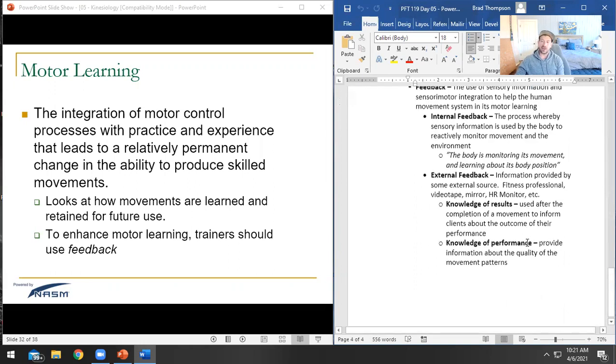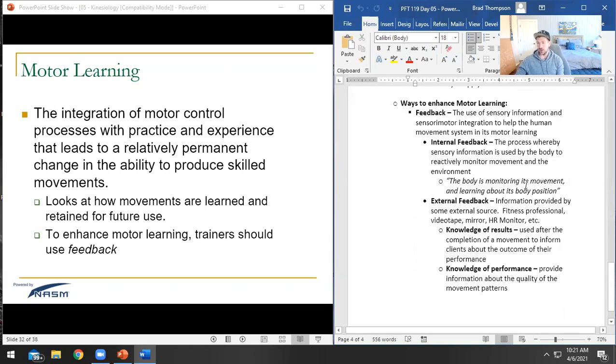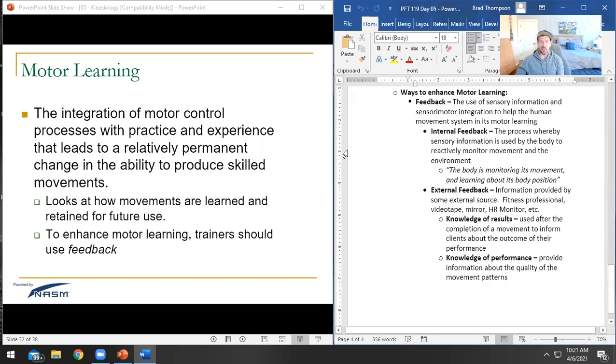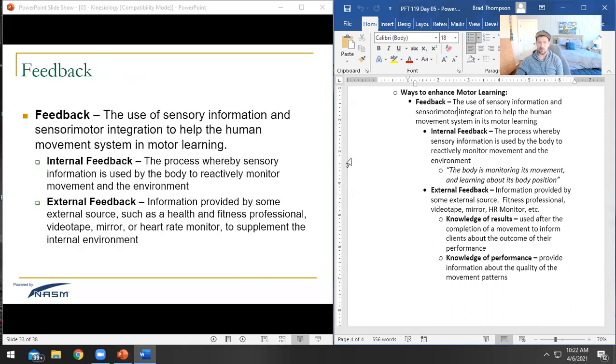All right. So at the very end here, actually doing all this is the art, and that's where we come back to that idea of motor learning. We're trying to help our clients with their motor learning. We're trying to teach them how to do stuff. So what is motor learning? Again, it's the integration of motor control through practice and experience, right? Doing stuff, repeated exposure. So we are looking at how we can learn movements and then retain those movements in the future.